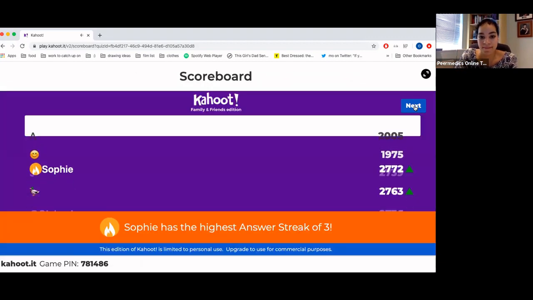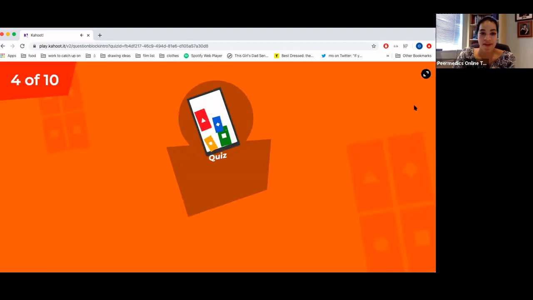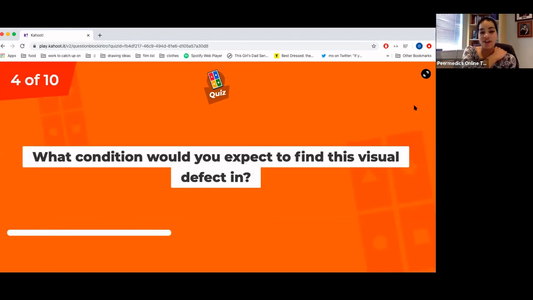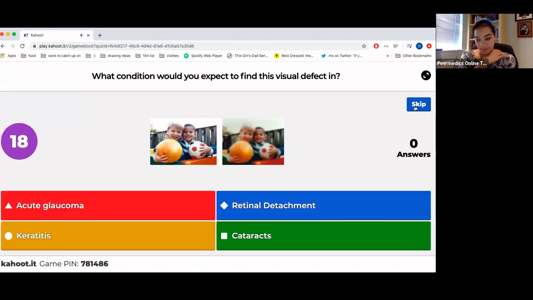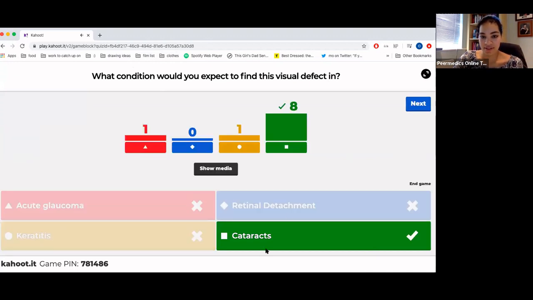Okay, next one. Well done, Sophie, smashing the game. Number four, what condition would you expect to find this defect in? That was a difficult one.